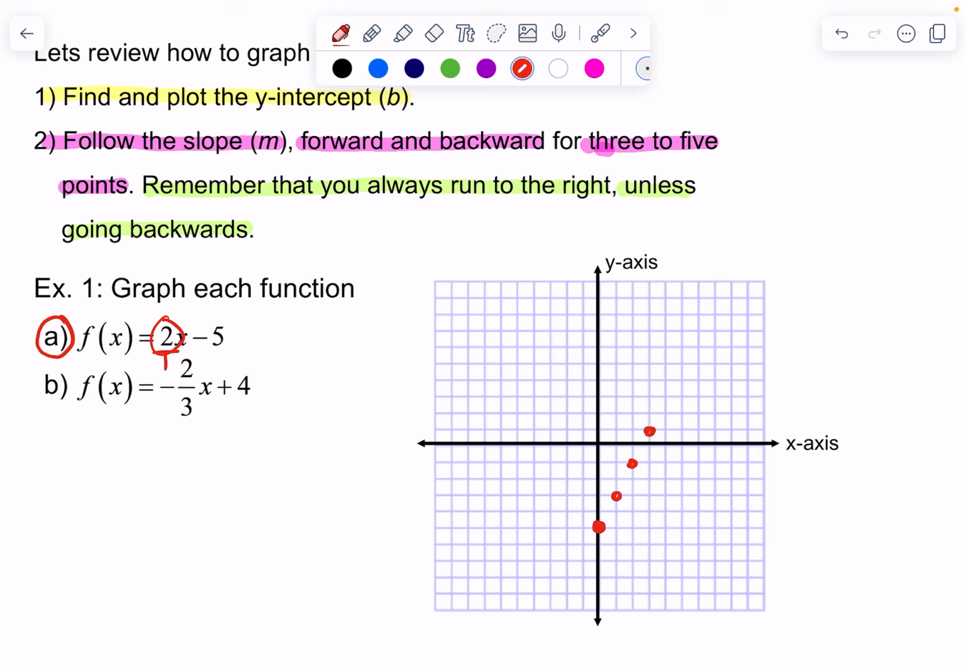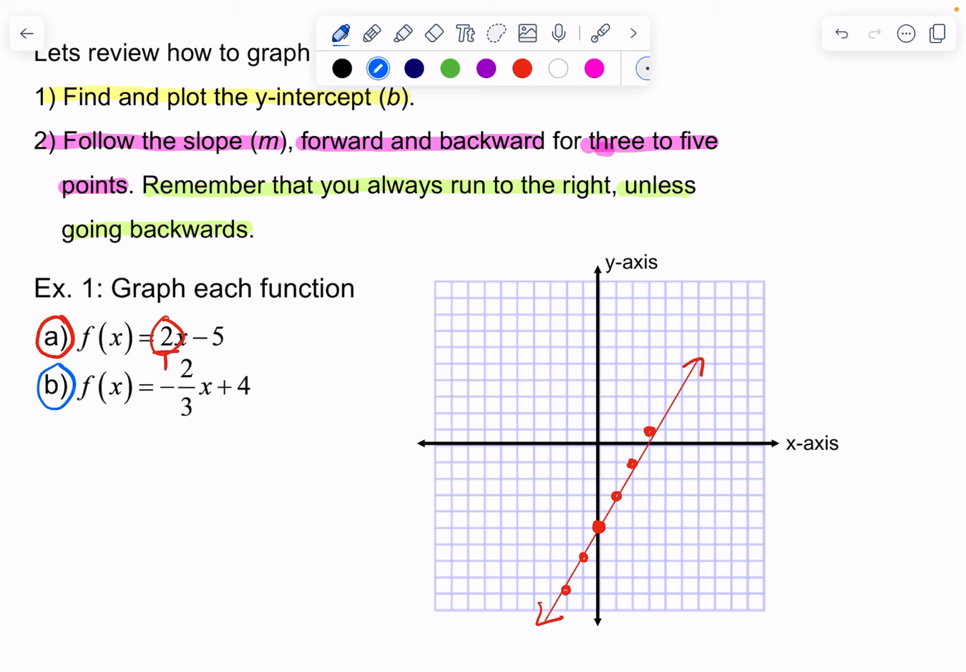In order to go backwards, we're going to go down 2 and 1 to the left. Down 2 and 1 to the left. And voila, you have your perfect line for this particular linear function. Excellent. Next, we'll do it in blue.